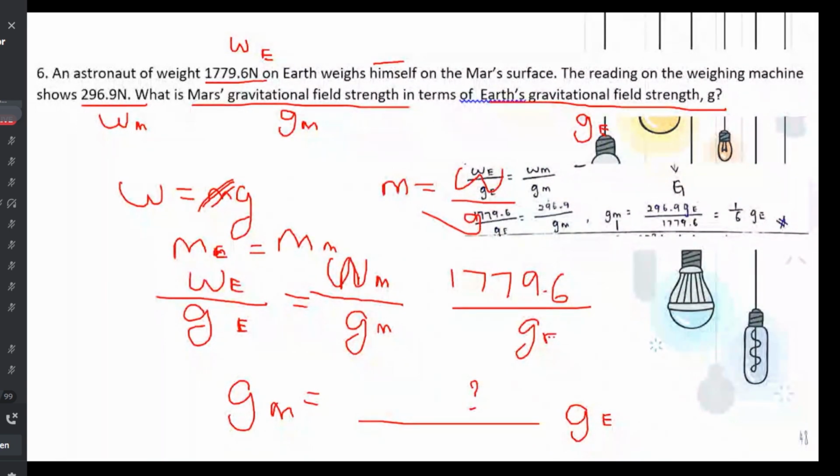Equals 296.9 over g_M. So the rest is your maths. g_M equals g_E multiplied by 296.9 over 1779.6, which gives 1/6.